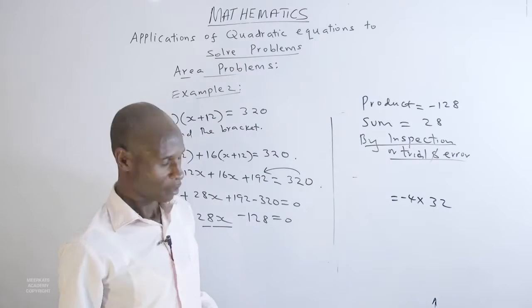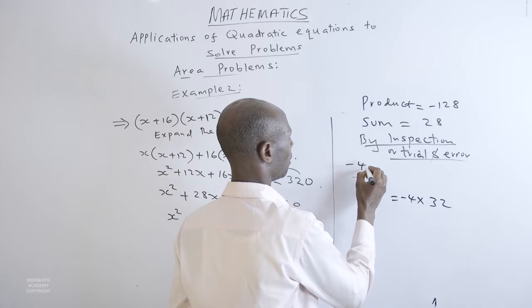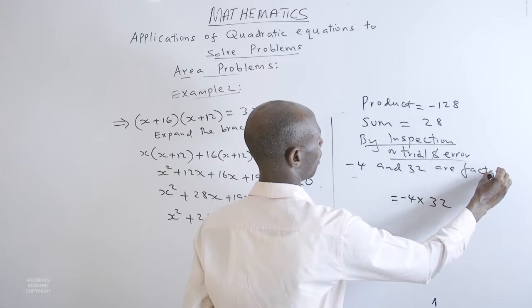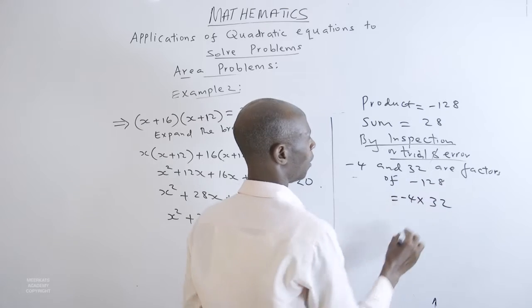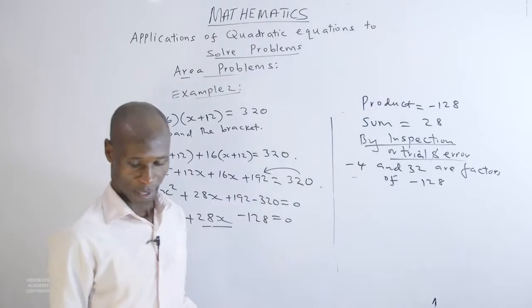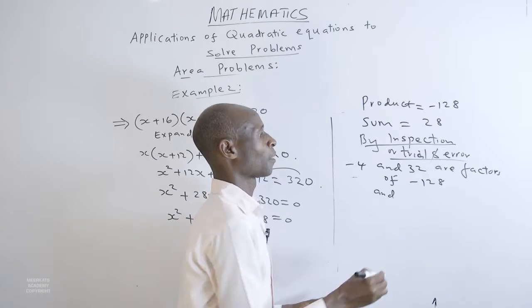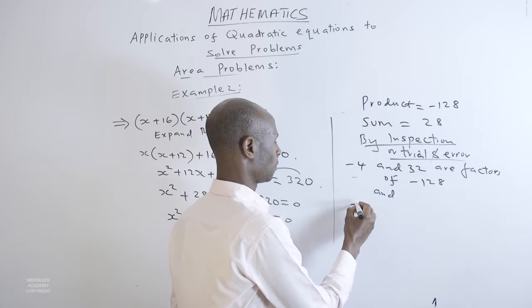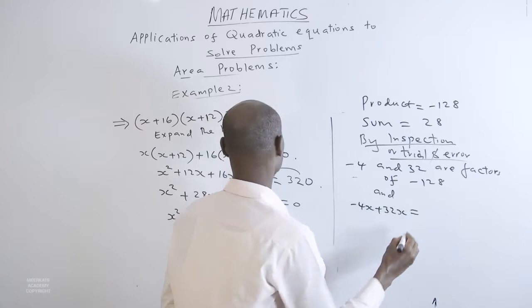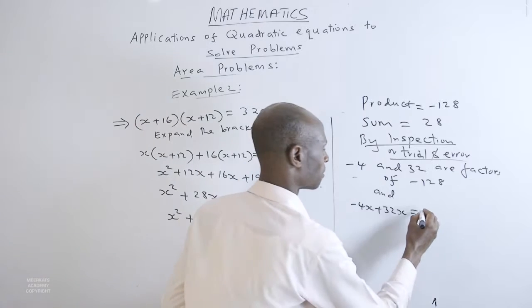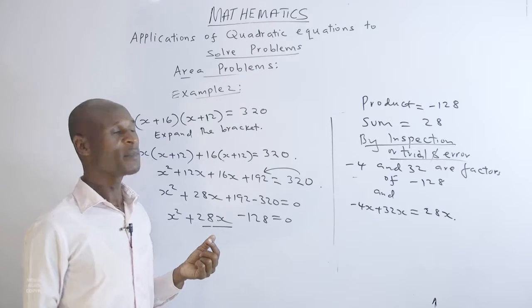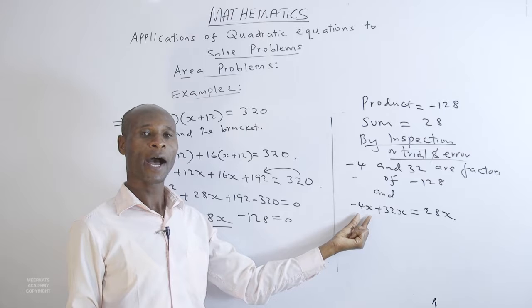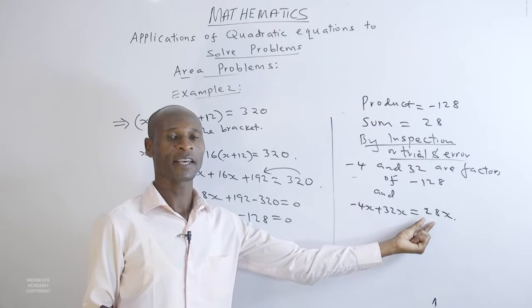So we can say negative 4 and 32 are factors of 128, and the sum, when you add them, negative 4 plus 32, you get the result as 28x. So that means that by trial and error, the factors are negative 4 and 32, because when you add negative 4x plus 32x, the answer is 28x.